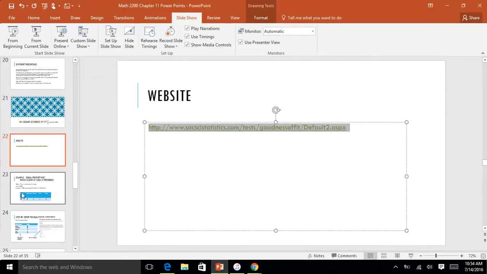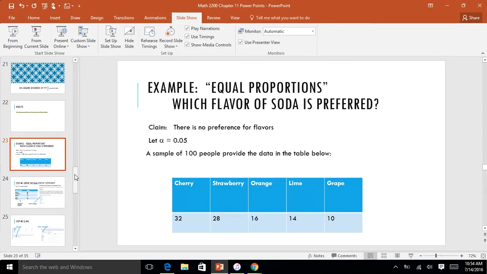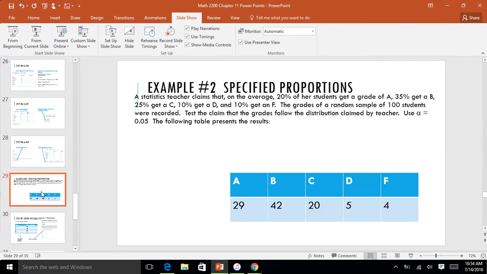Okay, so the next example. So what happens if I don't have equal proportions? So here's the thing. A statistics professor believes that she gets a certain proportion for her grades. So for A's, she gets 20%. For B, she gets 35%. For C, she gets 25%. And for D, she gets 10%. And for F, she gets 10%. Okay. So she got 29 A's, 42 B's, 20 C's, 5 D's, and 4 F's.